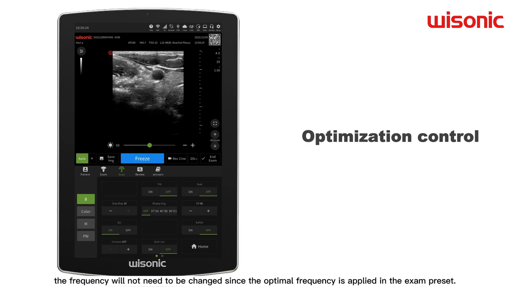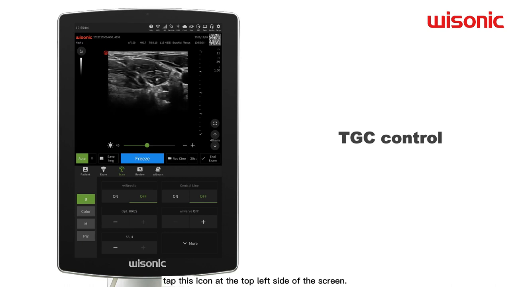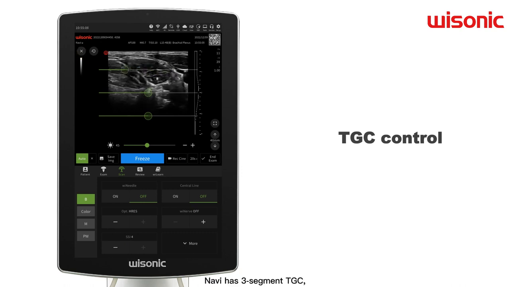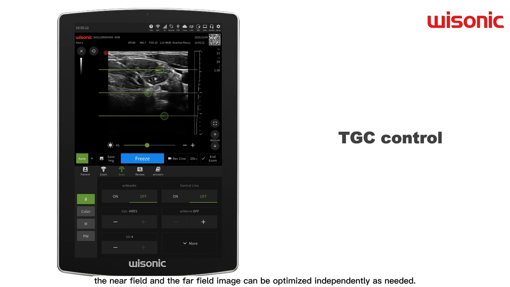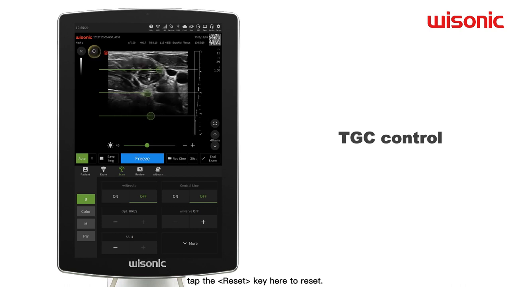To adjust the time gain compensation, tap this icon at the top left side of the screen. NAVI has 3 segment TGC. The near field and the far field image can be optimized independently as needed. If reset is needed, tap the reset key here to reset.